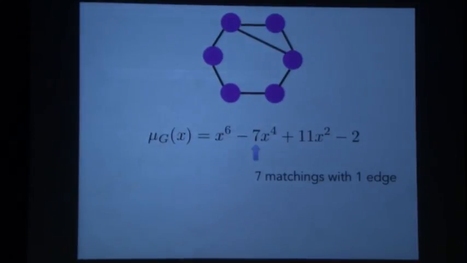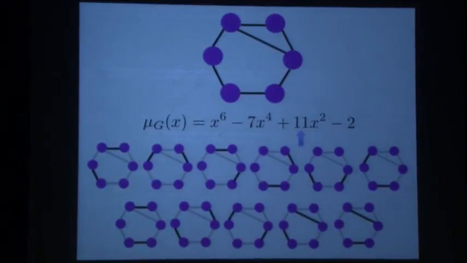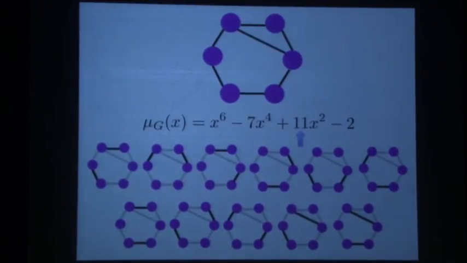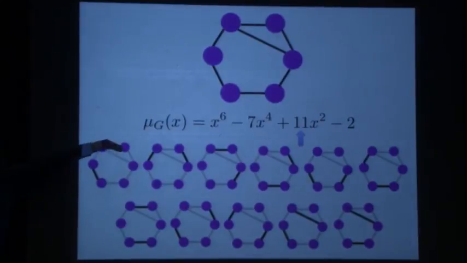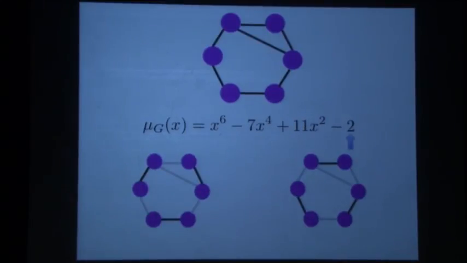Okay, the interesting case, I think, is the 11. There are 11 matchings in this graph with two edges. Here they all are. So these are sets of two edges that only touch each vertex at most once. And there are two matchings with three edges. And that gets us our constant term.